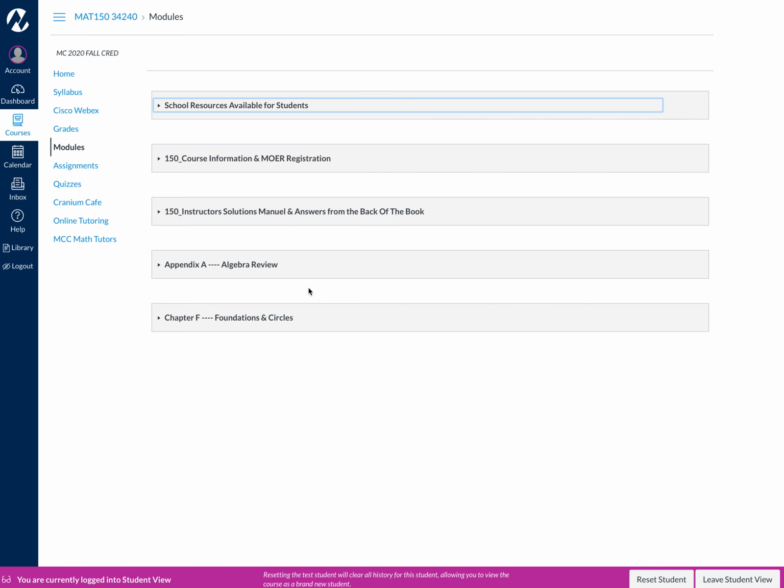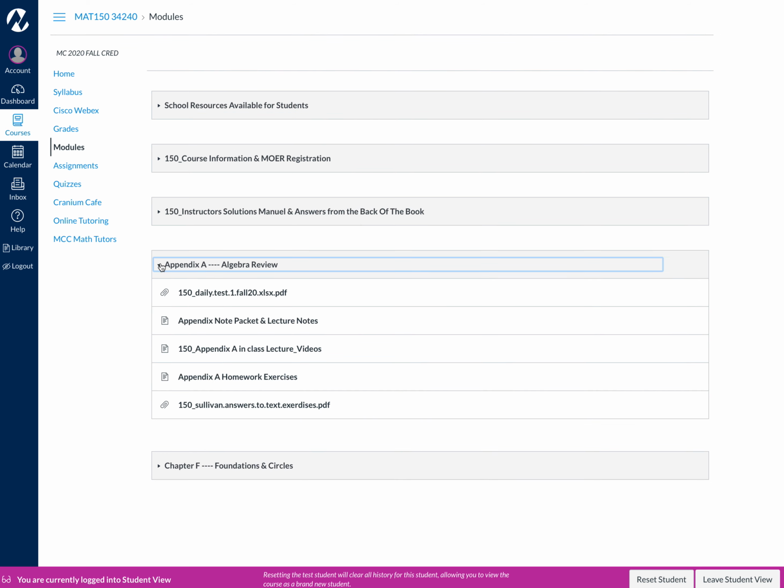Here are the 2 chapters for the first test. Appendix A. Now, every single chapter is going to be set up this way in modules, and that is Algebra. Here is the schedule, which we looked at. Here is the note packet and notes.